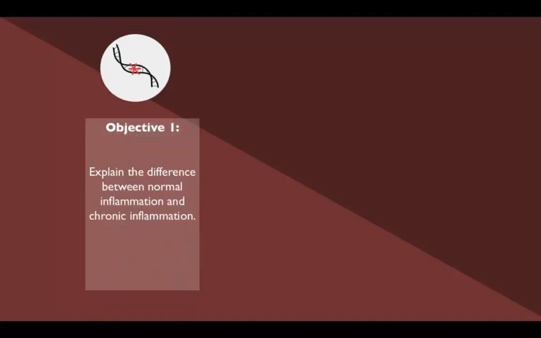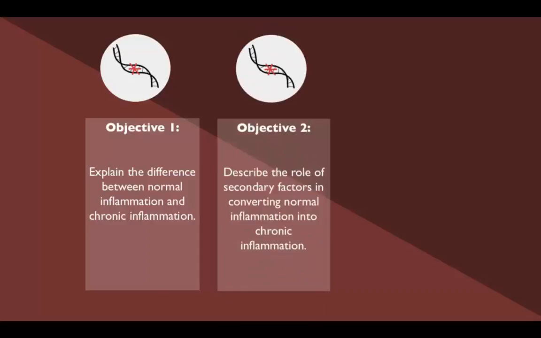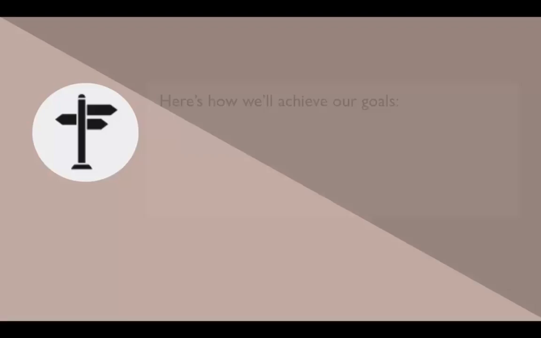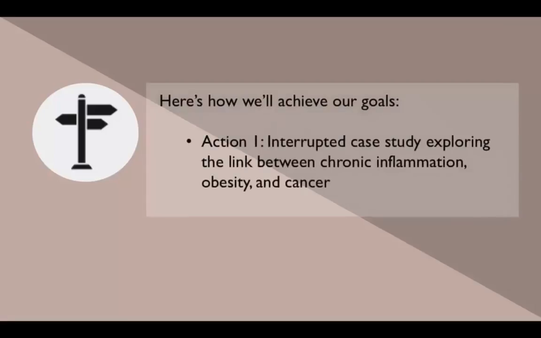At the end of the lesson, the students should be able to explain the difference between normal inflammation and chronic inflammation, describe the role of secondary factors in converting normal inflammation into chronic inflammation, and explain how chronic inflammation can lead to cell proliferation and DNA damage. We will achieve these goals by engaging in an interrupted case study exploring the link between chronic inflammation, obesity, and cancer.